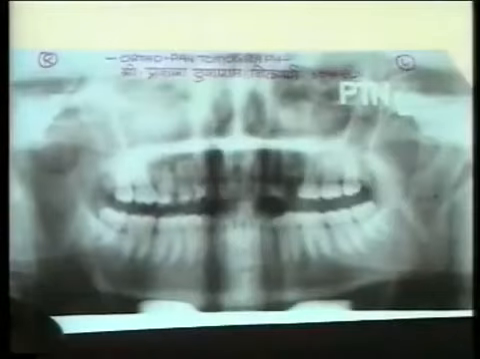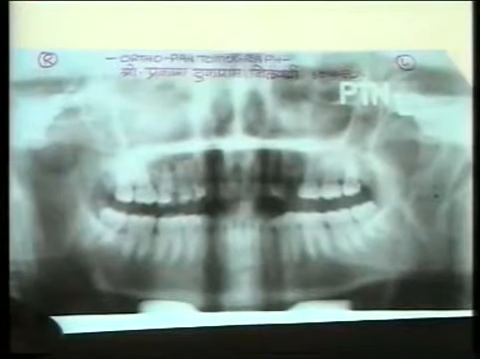This is a pan-orthotomograph. This is a special X-ray showing all the upper and lower teeth in a single panoramic view.